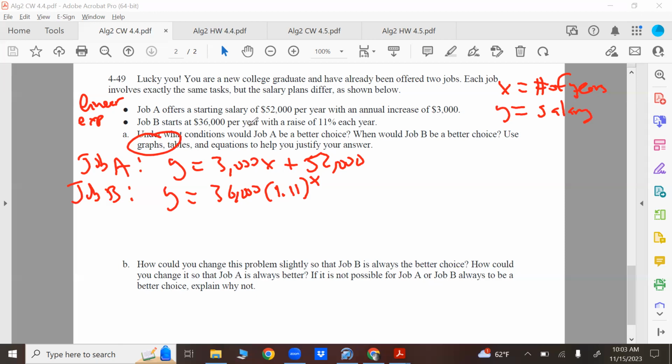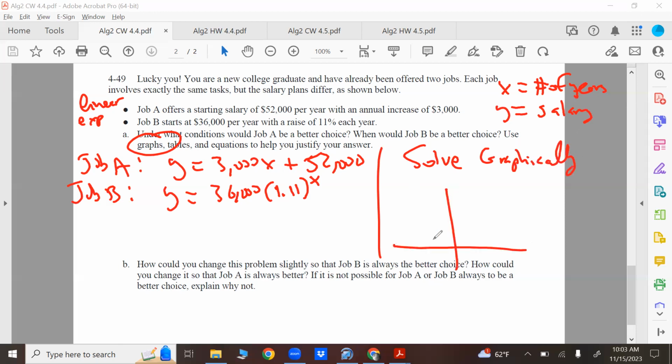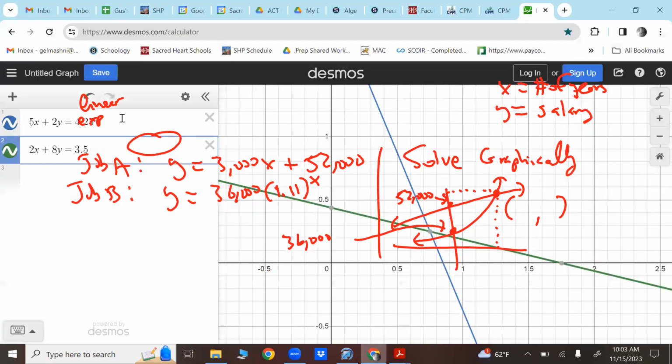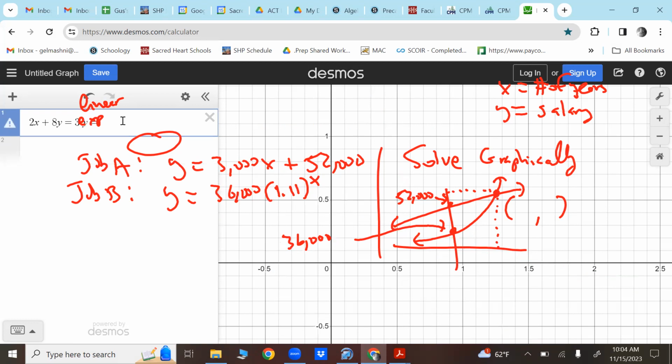And guys, use a graph. So someone may want to get a device out and use Desmos, or you could use a graphing calculator.